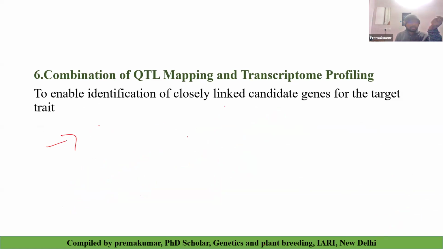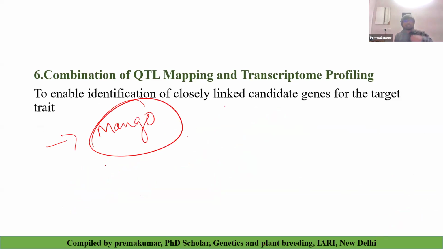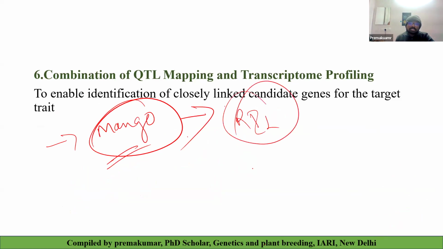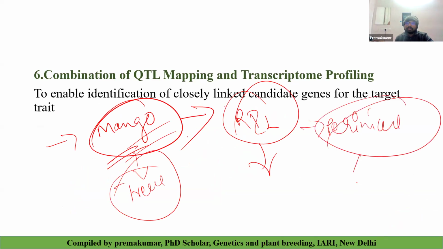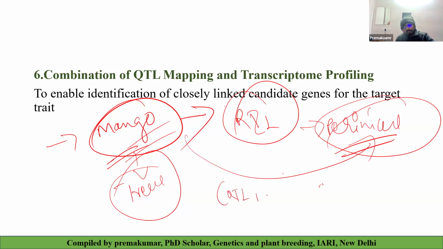For example, take a mango tree. My senior is working on mango, my friend is also working on mango. If you want to develop a RIL population in mango, how difficult is it? Can you develop a RIL population in a mango tree? No, sir, a very long time it will take. It is perennial, so two terms may go for a scientist. For crops which are perennial in nature, we can't develop a real population or a biparental mapping population.